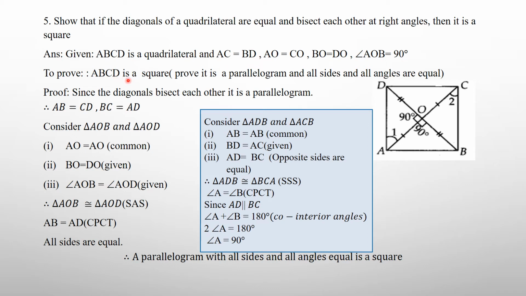To prove ABCD as a square, first we need to prove it is a parallelogram, and then we can show all sides and all angles are equal.